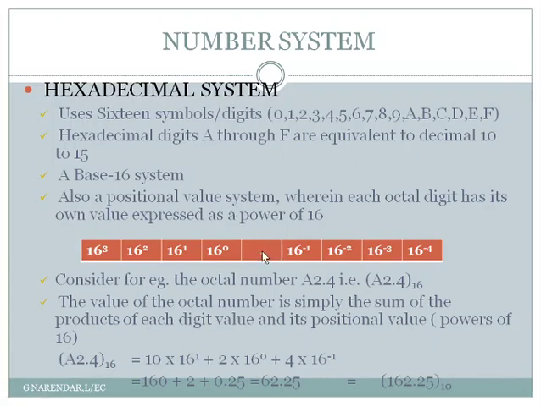They will be powers of 16. Towards the right, the powers of 16 are negative, starting from -1, -2, -3, -4, and so on, as you move away from the hexadecimal point. Towards the left we have positive powers of 16, starting from 16 power 0 for the first position, then 16 power 1, 16 power 2, 16 power 3, and so on.